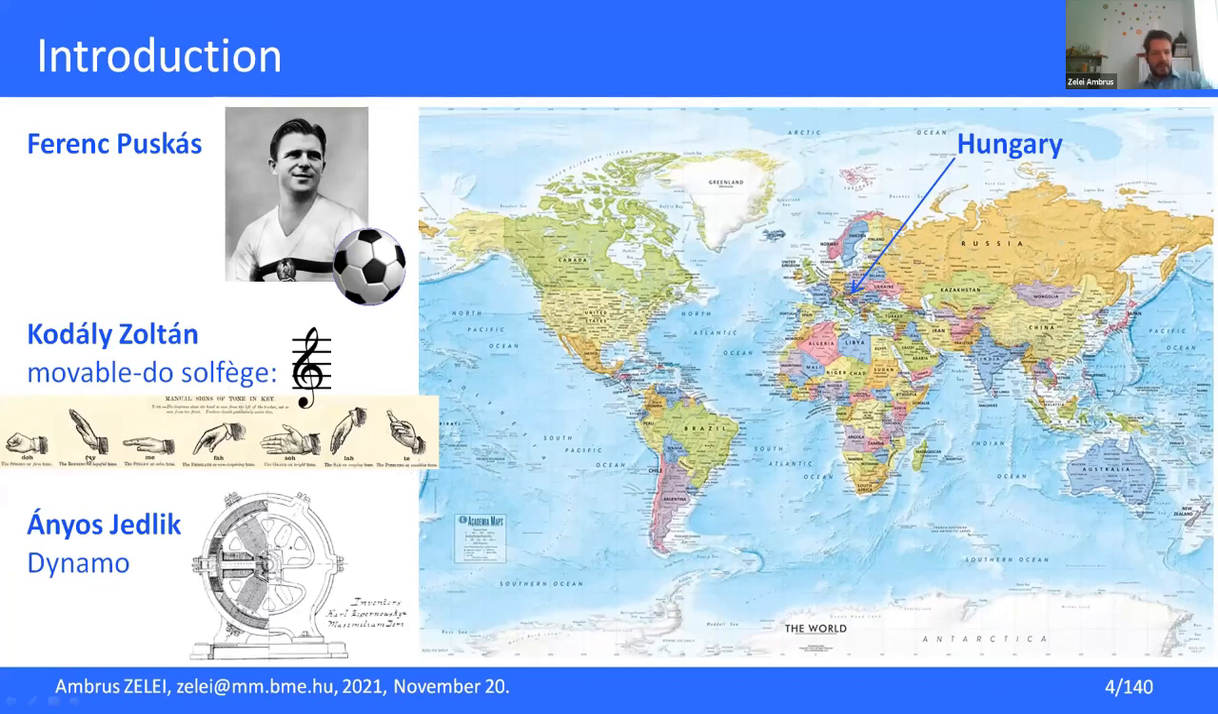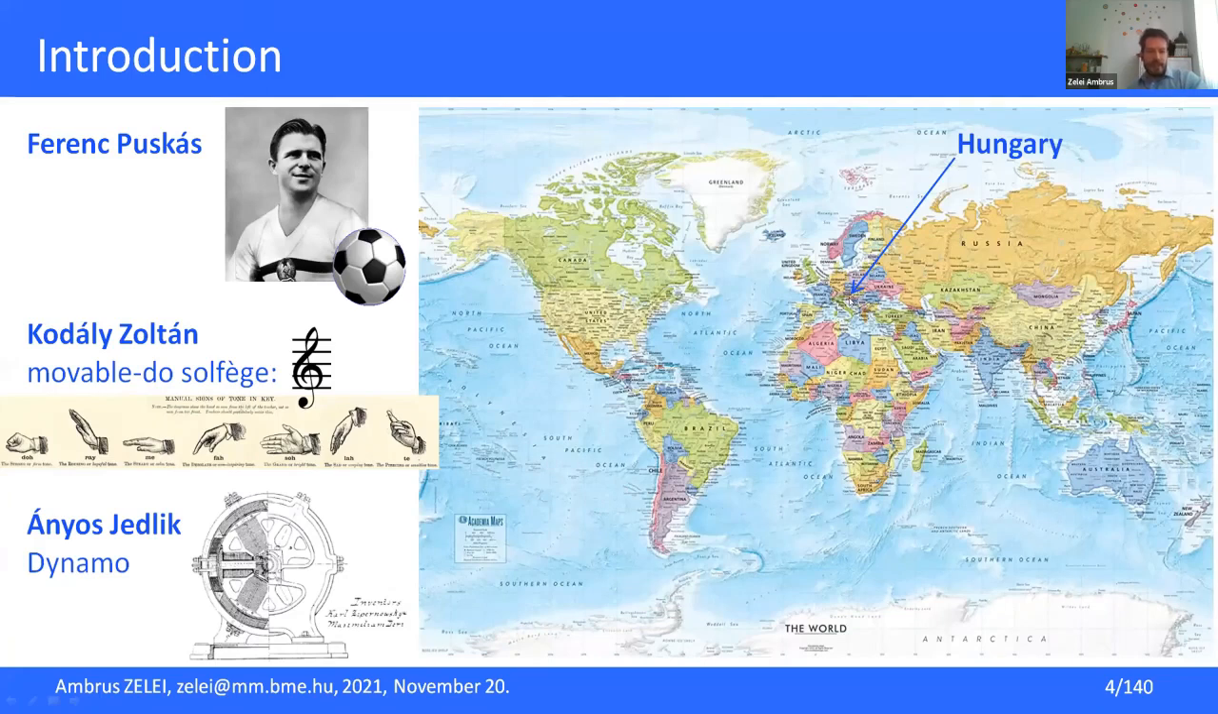And maybe another thing which could be famous in Hungary is the so-called solfege, or movable solfege, when you say do, re, mi, fa, sol, la, ti, do. I don't know if you know this, but this was also invented by a Hungarian guy, Kodály Zoltán, and as I know, it's well known worldwide. And one last thing about Hungary is the dynamo, which was also invented in Hungary by Arne Jedlik more than 100 years ago.